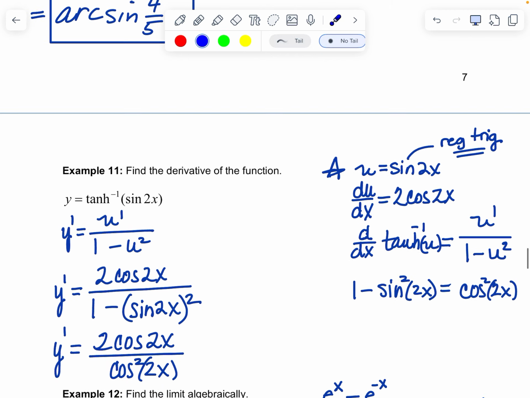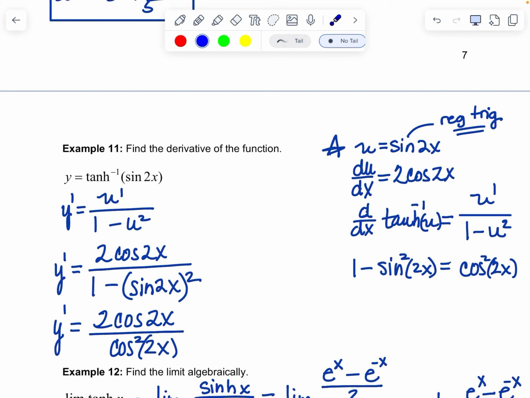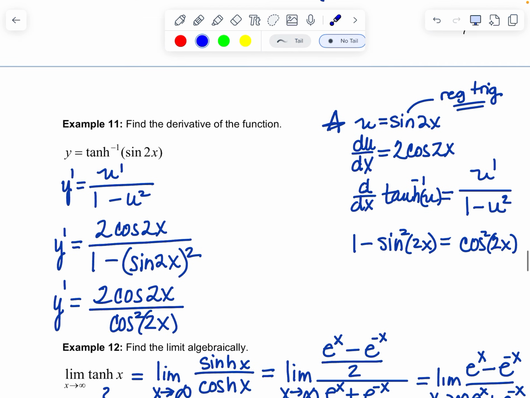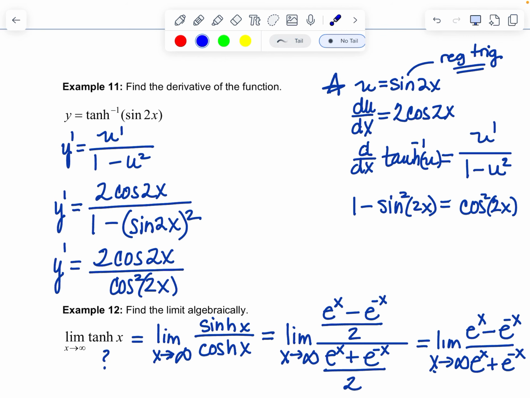You got your u prime from here. You got u prime is equal to 2 cosine 2x. That's going to be the derivative of sine 2x. And then we replace the u in the bottom with sine 2x. Square it. That's sine squared 2x. And then we know the denominator then is cosine squared 2x.